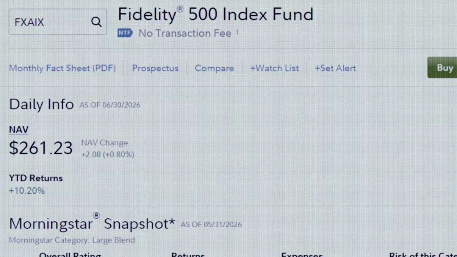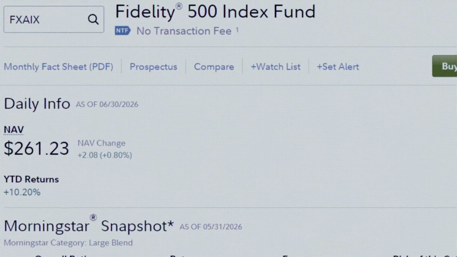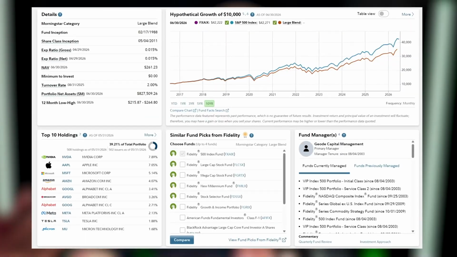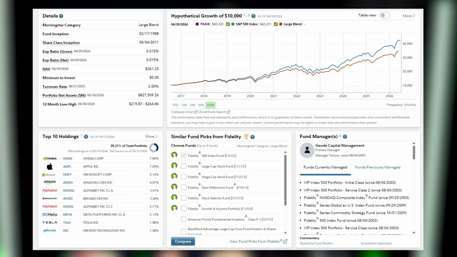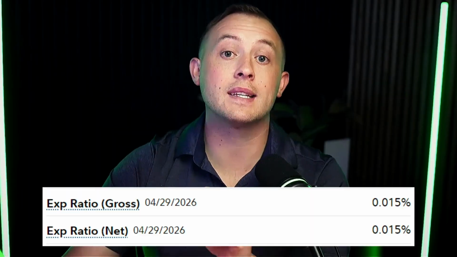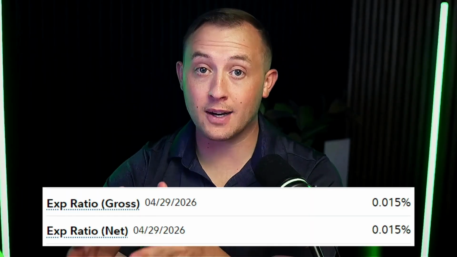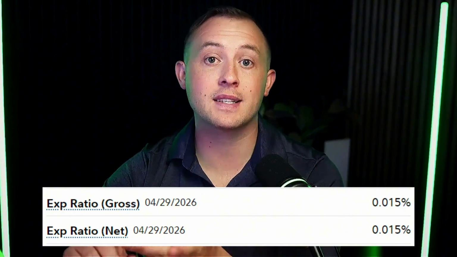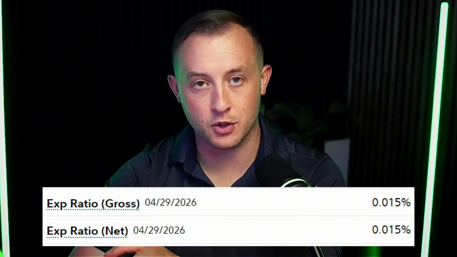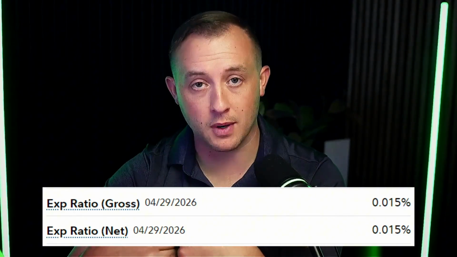Now let's talk about my favorite option for my Fidelity investors, FXAIX. This is Fidelity's S&P 500 index fund. Now instead of an ETF, it is a mutual fund. And if you are investing through Fidelity, this is often one of the simplest choices. It also has an incredibly low expense ratio of 0.015%. So for beginners using a Roth IRA at Fidelity, FXAIX is often a very straightforward choice. And I personally hold it within my Roth IRA.